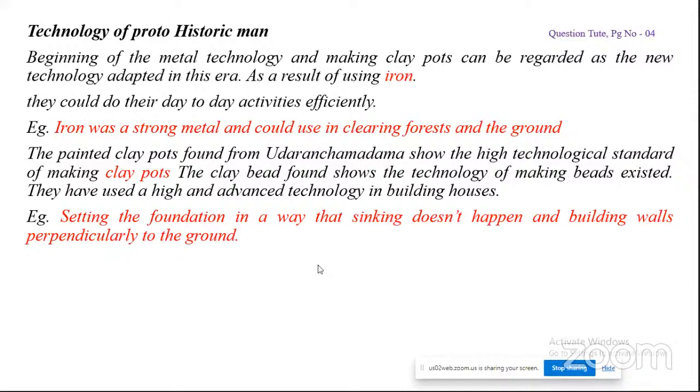So that is also technology. When they came to this proto-historic time period, they had advanced technological knowledge when compared to the Stone Age. In the Stone Age, only the stone tools were there to show their technological knowledge. But here there are many things: iron tools, clay pots, clay beads, even how the walls had been constructed and how the foundation had been laid. We complete that one.